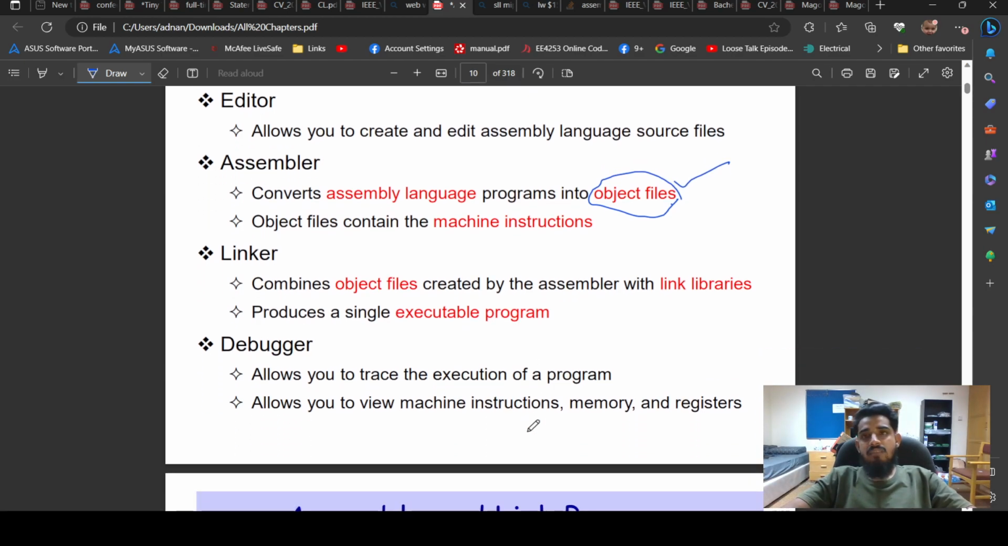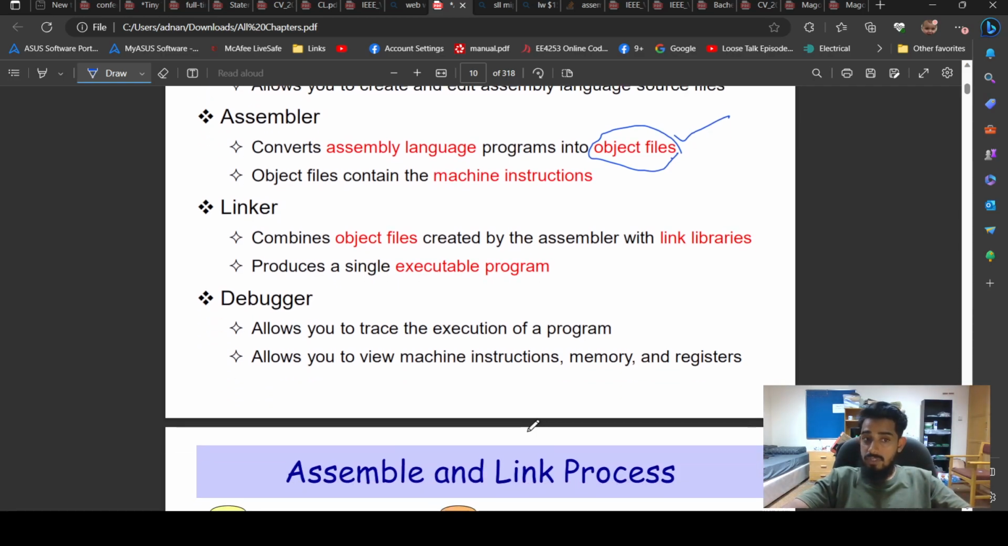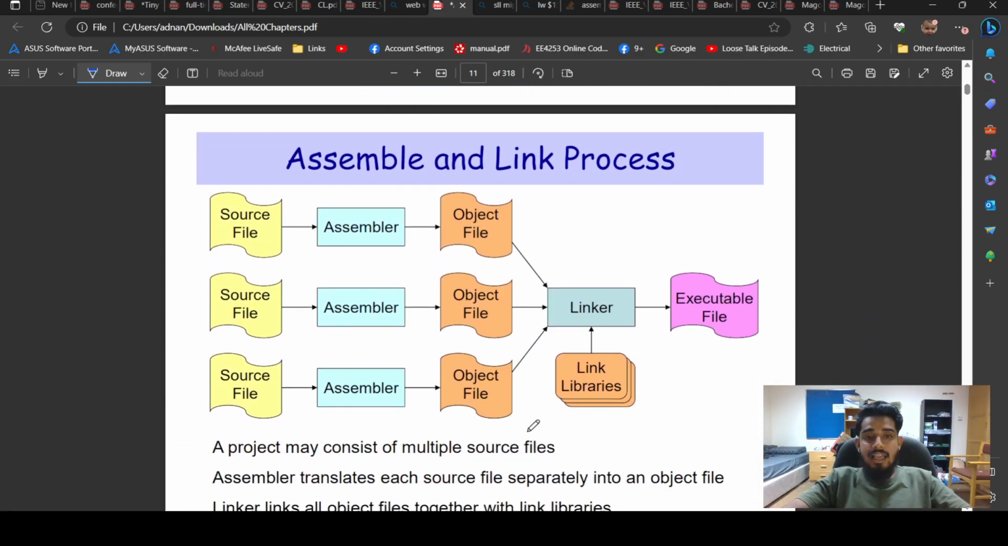And the debugger: with the debugger, we can easily debug the errors in our code. We can trace where our code is stuck, which memory location we are accessing. With debugging, we can access the memory location, check the register values, and check the whole instruction. So this is the work of the debugger.